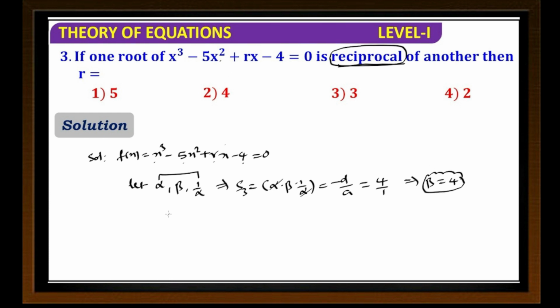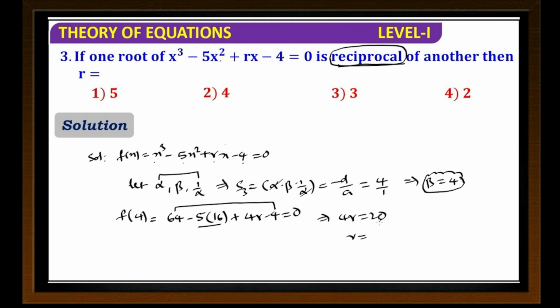Now to find the value of r, beta is one root, so put x equals 4. If you put x equals 4, 4 cube is 64, minus 5 times 4 square is 16 times 5, 80, plus r into 4, 4r, minus 4 equals 0. So 64 minus 4 is 60. So 60 minus 80 is minus 20, becomes plus 20. So 4r equals 20, r equals 5. So first option is the right option.